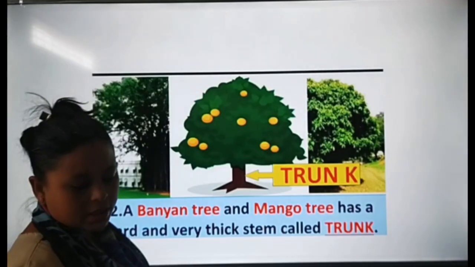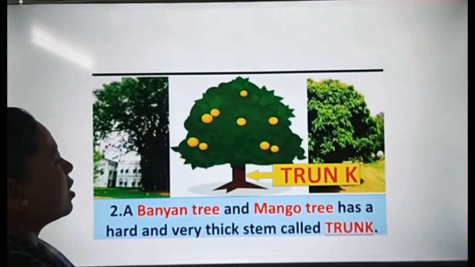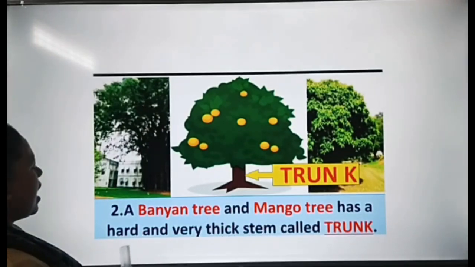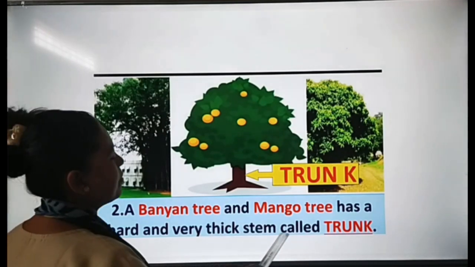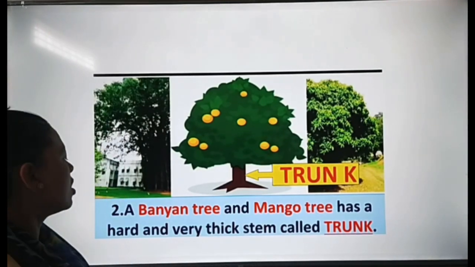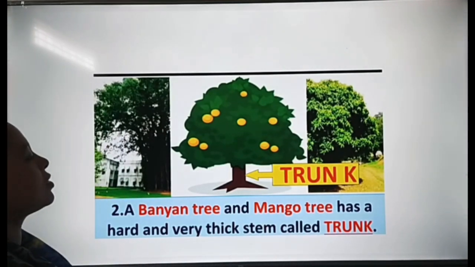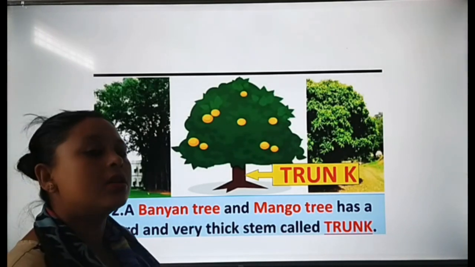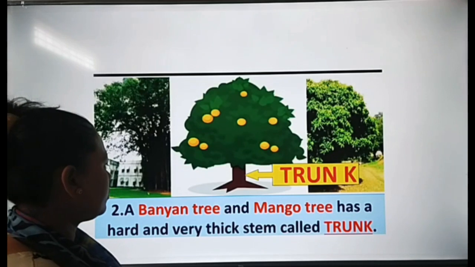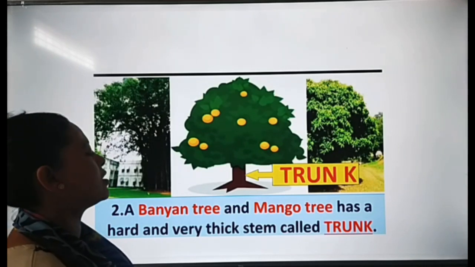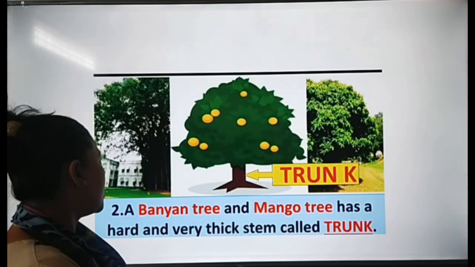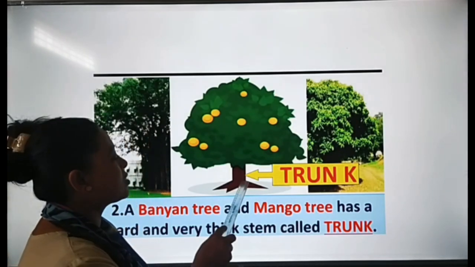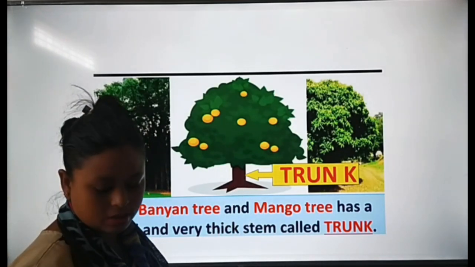Okay. So the next one is trunk. A banyan tree and mango tree have a hard and very thick stem called a trunk. So banyan tree and mango tree are tall and big plants, that is called a tree, isn't it? So banyan tree and mango tree are examples. They have a hard and thick stem, that is called a trunk.